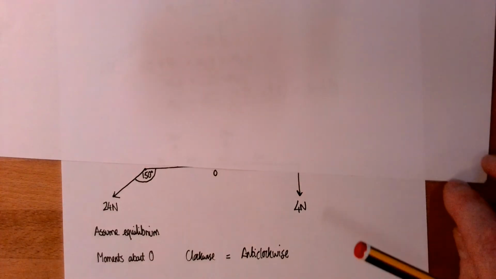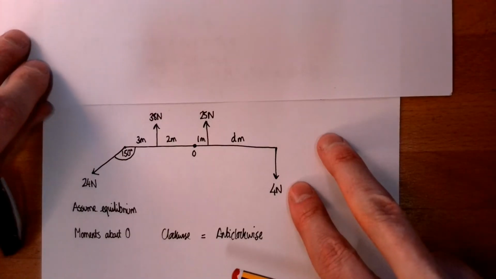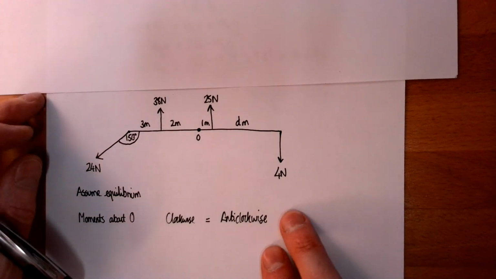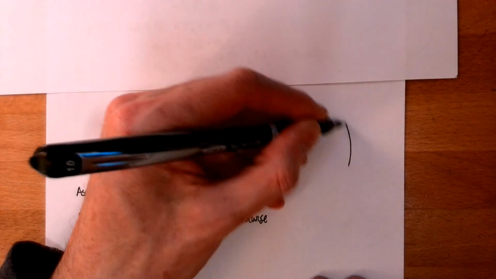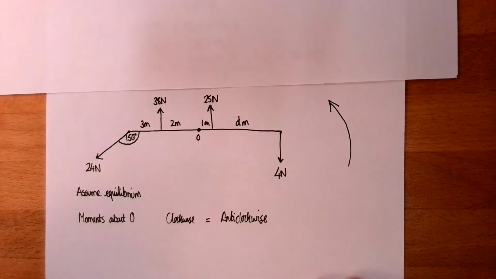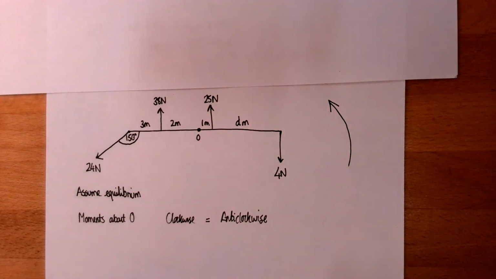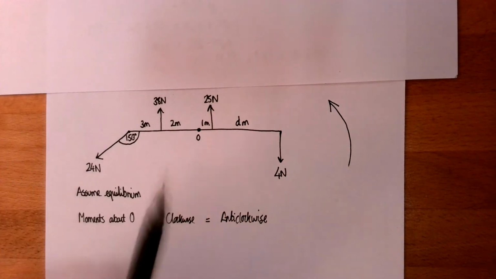Okay, so I've done a sketch of the problem here, and rather than worrying about it moving anti-clockwise, this is what they want us to work out, what length of D will make it move anti-clockwise. I'm going to assume equilibrium. I'm going to assume that it's not rotating and work out the value of D that would give me that. Now, clockwise equals anti-clockwise as before.